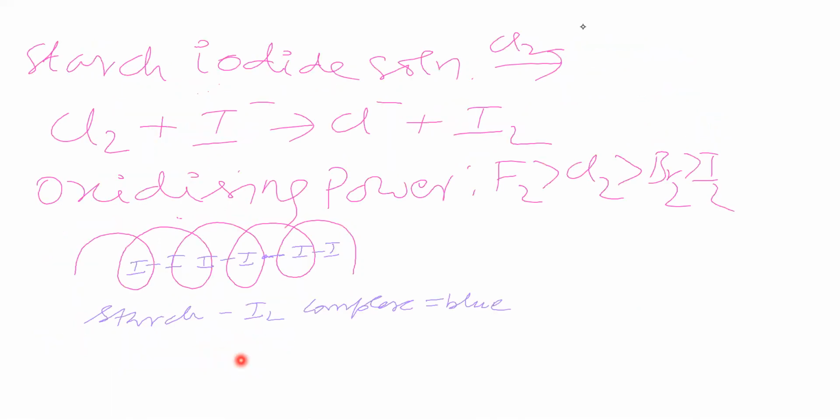Now we take starch iodide solution, and Cl2 gas is passed. Cl2 is undergoing reduction, and iodide I minus is undergoing oxidation. The produced iodine goes into the starch polymer. Starch is a polymeric chain, and in this spiral there is an empty gap, which the iodine occupies. This is called a starch iodine complex, which is blue.